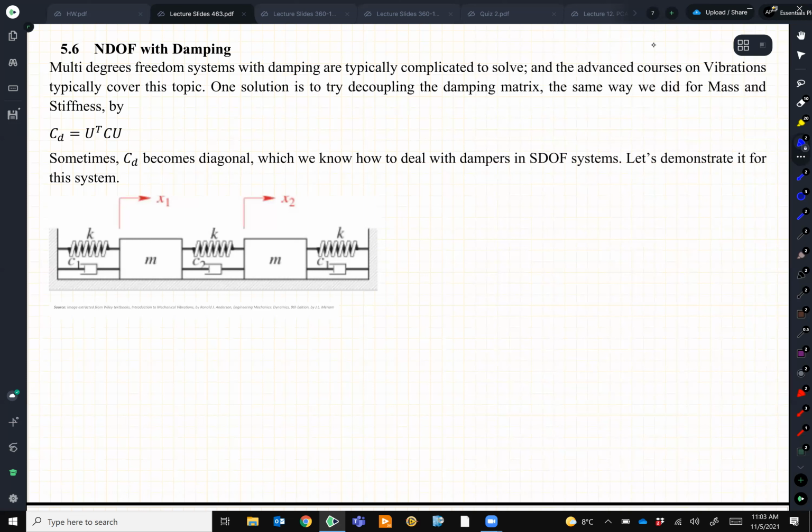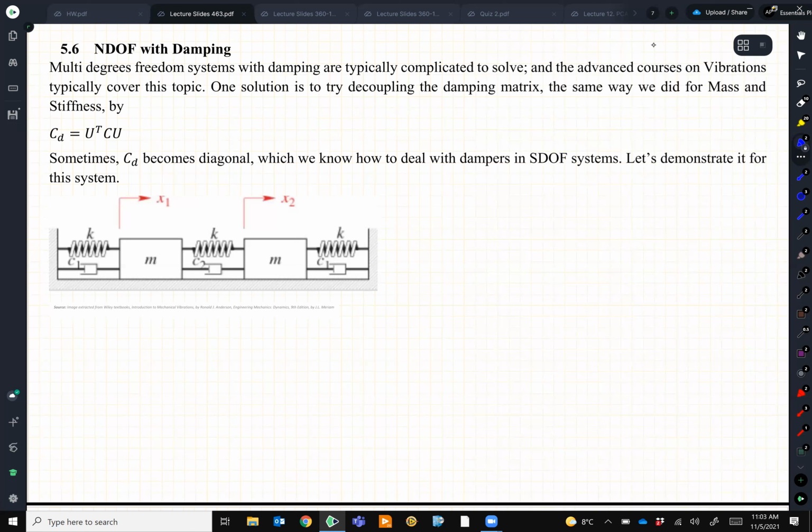Now we're going to add another component to our system, which is damping. All right, so let's see how it will turn out for damping. So I have this system, as you can see, 2 masses, stiffness, and 2 different dampers. First step, I need to derive the equations of motion.